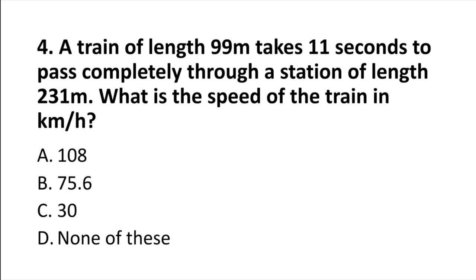MCQ number 4. A train of length 99 meter takes 11 seconds to pass completely through a station of length 231 meter. What is the speed of train in kilometer per hour? Options are: option A 108, option B 75.6, option C 30, option D none of these.